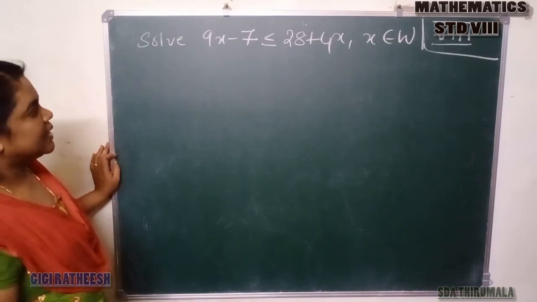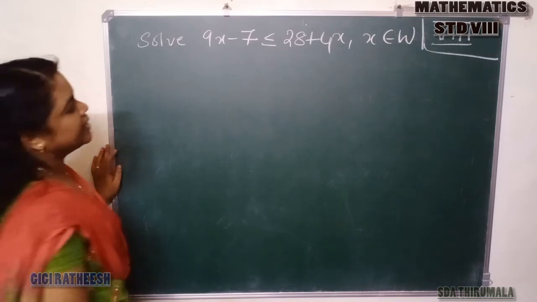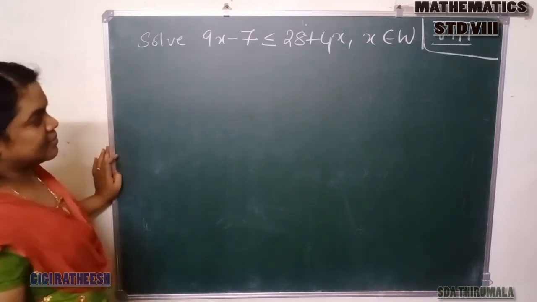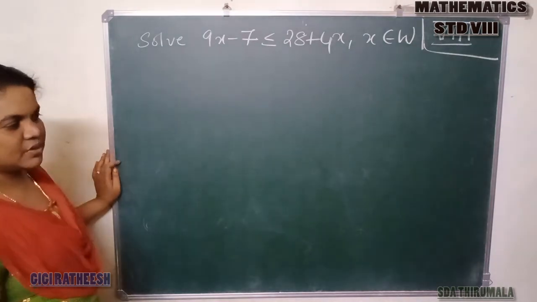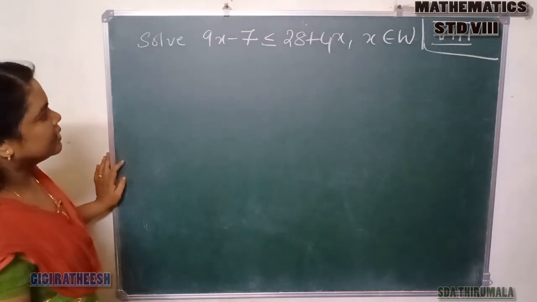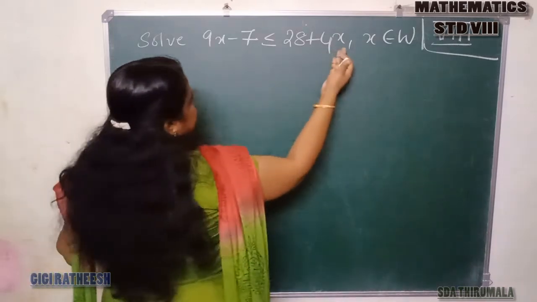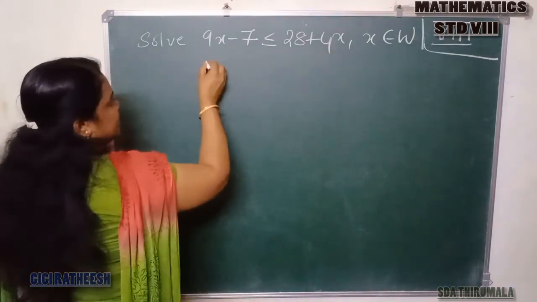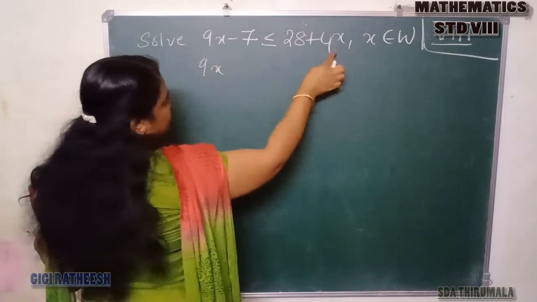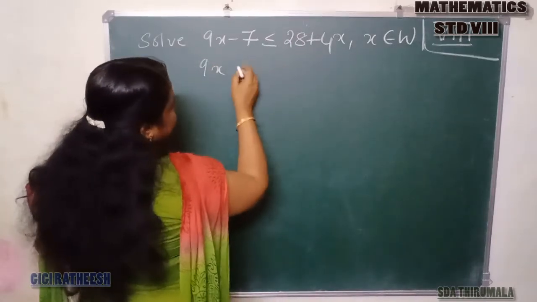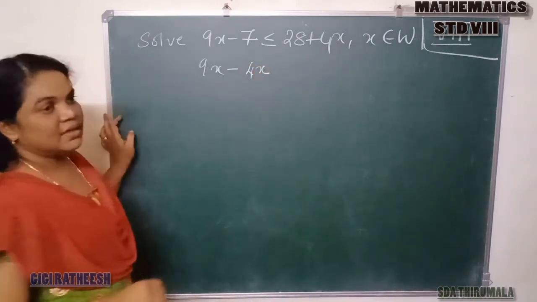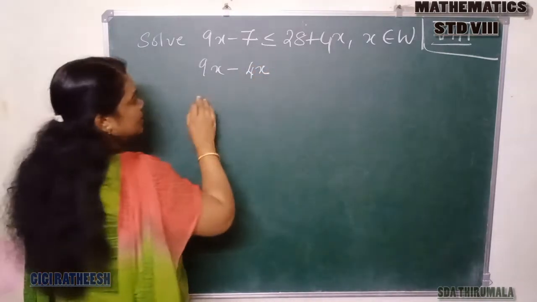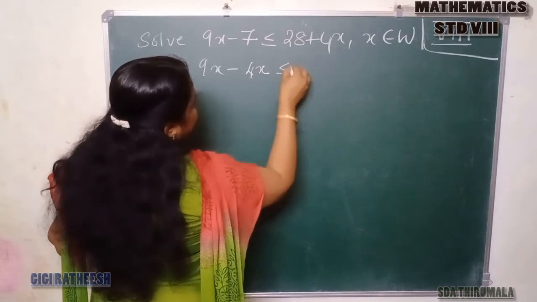9x minus 7 less than or equal to 28 plus 4x, x element of W. W is equal to whole numbers, that is 0, 1, 2, 3, 4, etc. And then here, taking the x to one side, that is 9x, and taking this 4x to the left side, this is plus 4x, and it changes to minus 4x. Taking the x coefficient to the left side, and then less than or equal to, and then 28 is here.